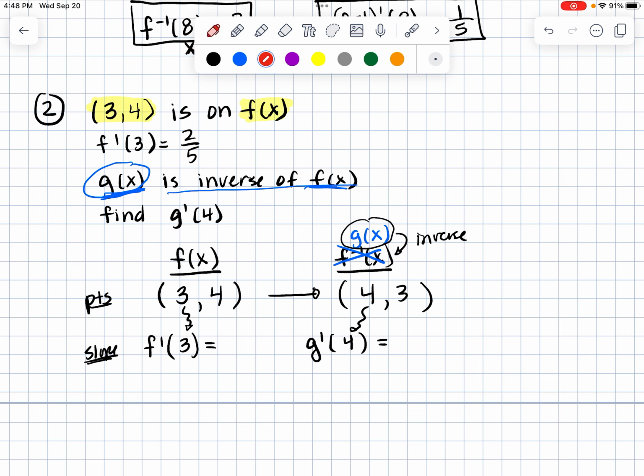Do I know what f prime of 3 is? Oh my gosh, I do. f prime of 3 is 2/5. So let's go ahead and put that in. f prime of 3 is 2/5. And then these are the slopes.